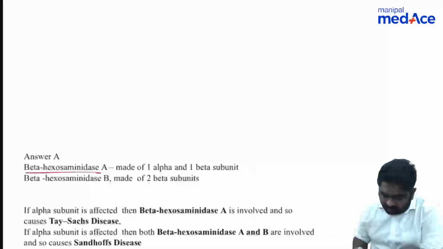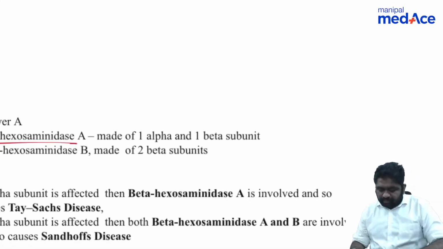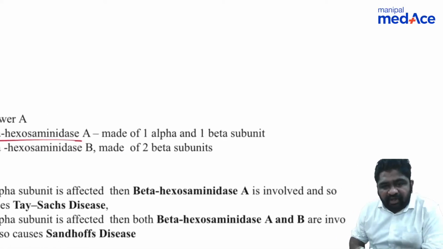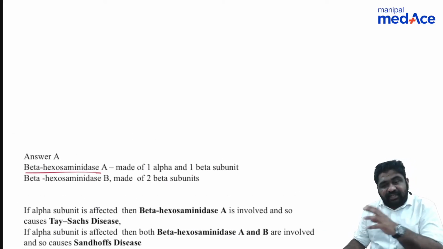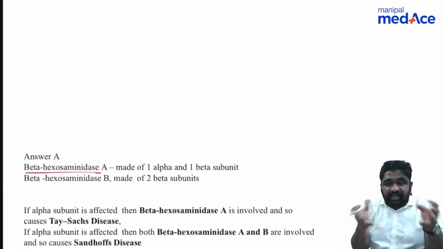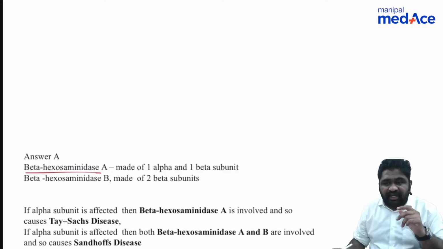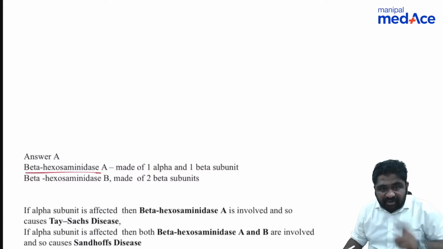Now, have you ever wondered why you use the words hexosaminidase A and B? In Sandhoff disease, both A and B are deficient. In Tay-Sachs disease, only A is deficient. Now look at this. This is a beautiful concept.